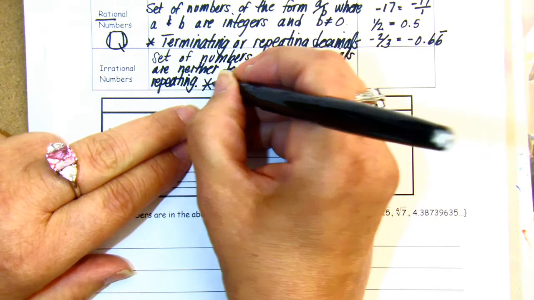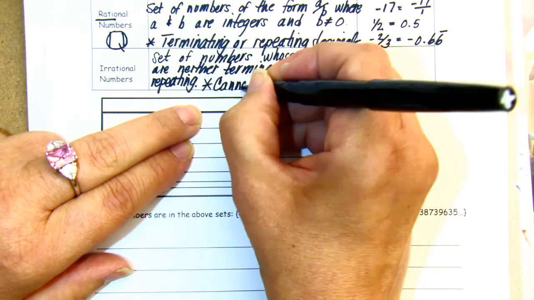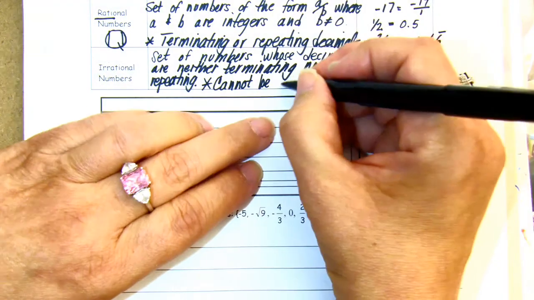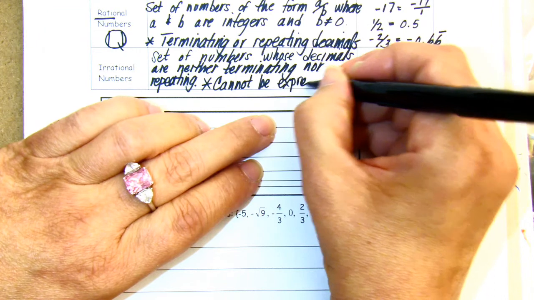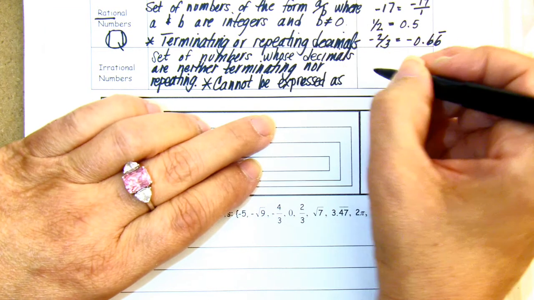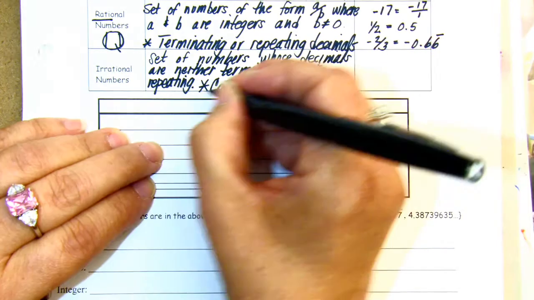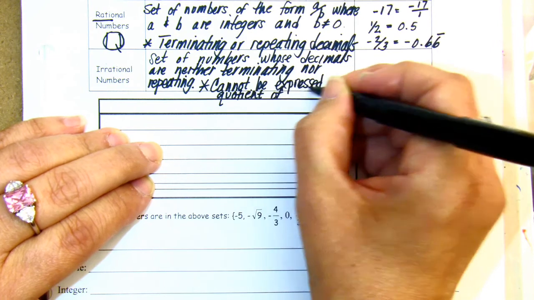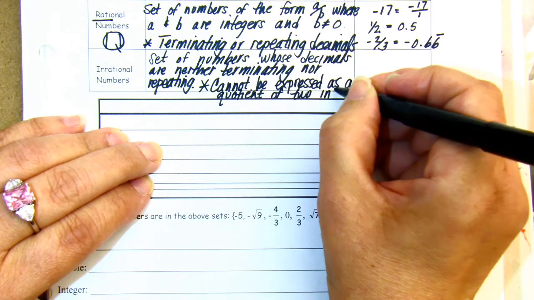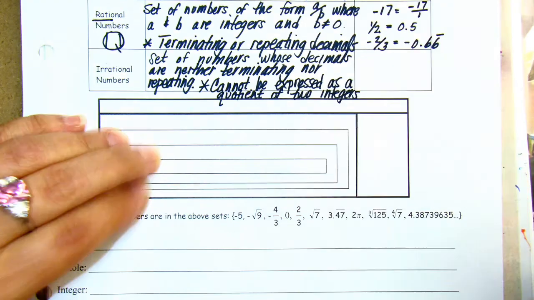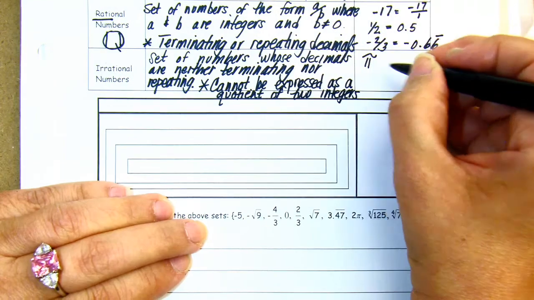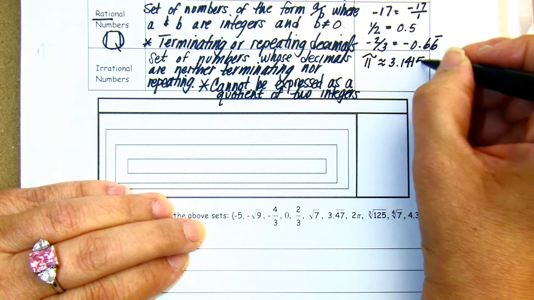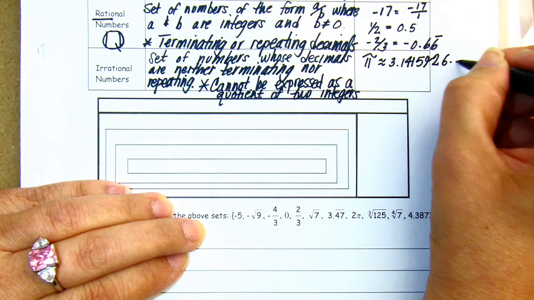And in fact, you cannot express these irrational numbers as a ratio of two integers. So they cannot be expressed as a ratio or as a quotient of two integers. Okay, so like pi. Pi is approximately equal to 3.1415926 and a bunch more.